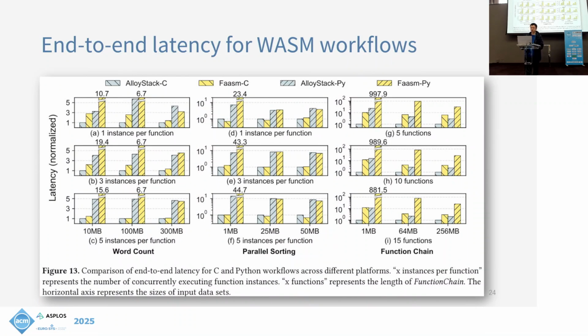We then rewrote all benchmarks in both C and Python and compared AlloyStack with Faasm. As you can see, in word count and function chain applications, our implementation in both C and Python significantly outperformed Faasm. However, in some parallel sorting test cases, our approach was slower, which is because our Wasm runtime is about 30% slower than the one Faasm uses.